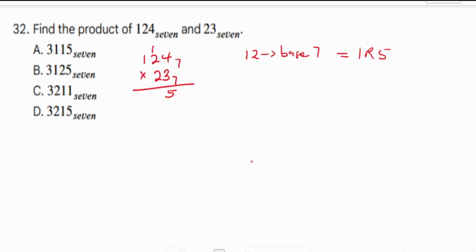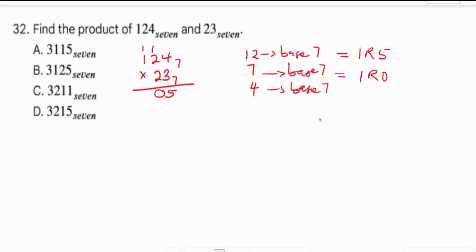Now, 3 times 2 is 6, plus our 1 here will be 7. And then 7 to base 7 will be 1 remainder 0. We are writing the remainder, so we write a 0 here, and then we carry the 1 to the left. And now 3 times 1 is 3, plus 1 is 4.